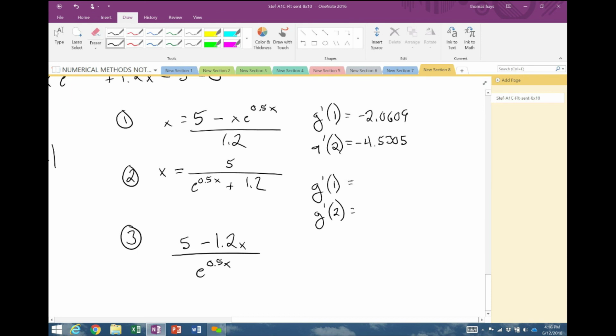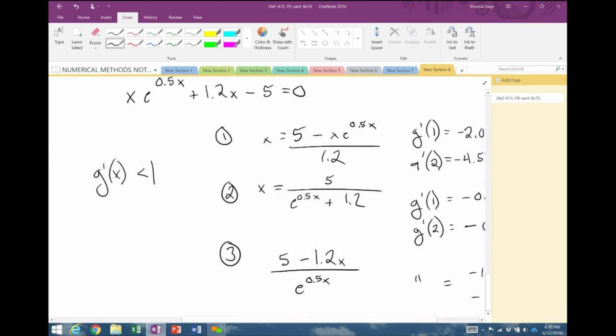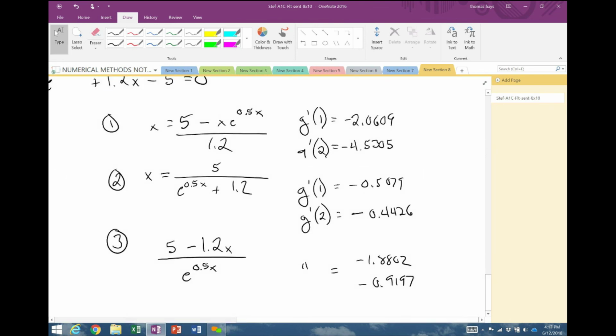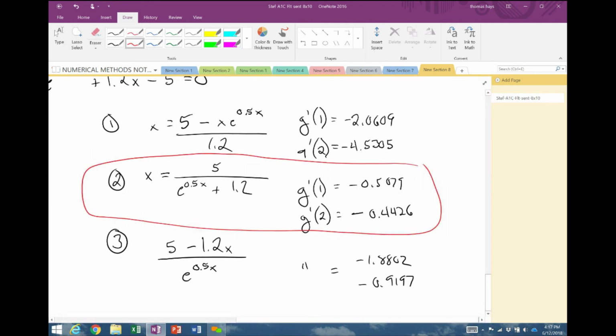For the second case, we get negative 0.5079, negative 0.4426, and for the third case, we'll just say ditto. For the third case, you get negative 1.8802, and for the fourth, you get negative 0.9197. So to satisfy the condition that the derivative should be less than 1 for this method to achieve convergence, there's really only one functional rearrangement that satisfies that, and that is functional rearrangement 2. So this means that really that function becomes your update equation.